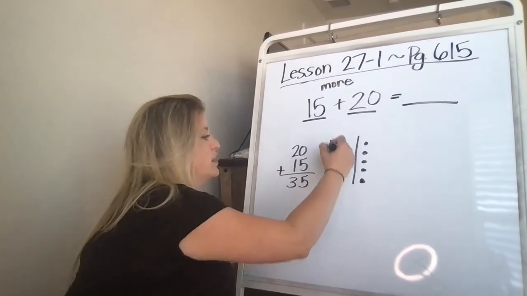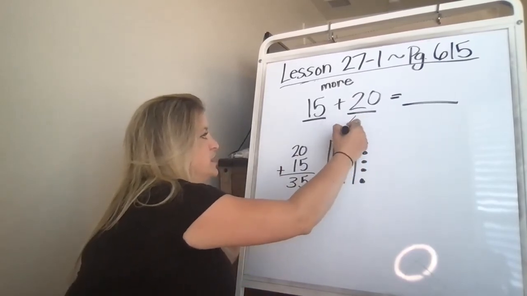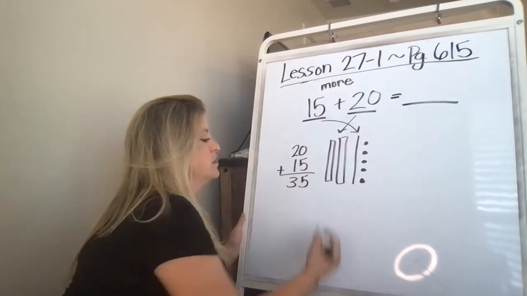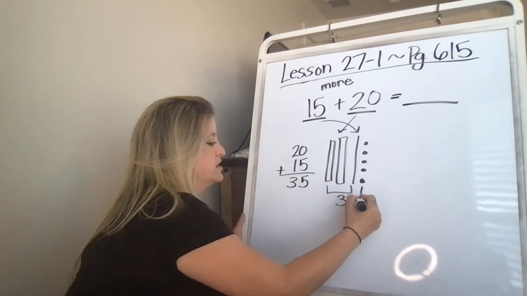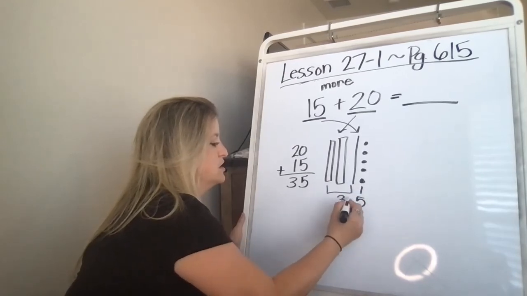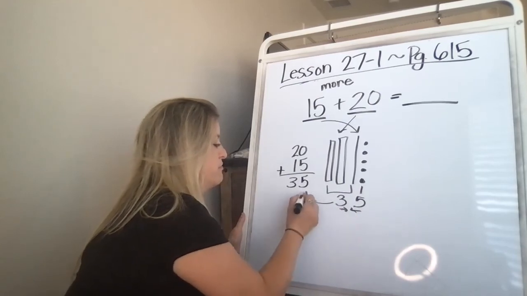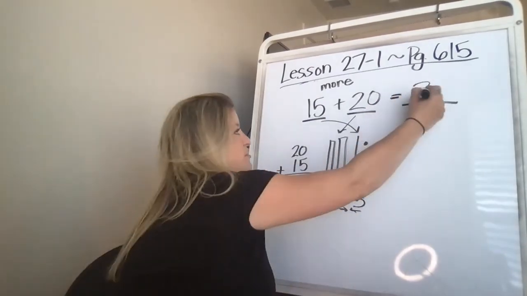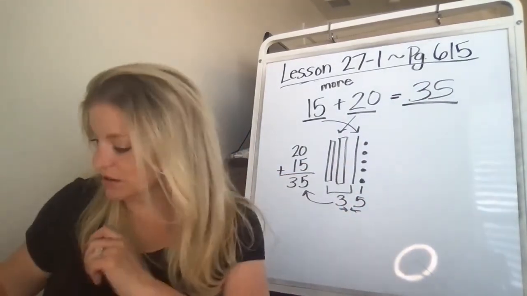You could also draw it: 10, 1, 2, 3, 4, 5 makes 15. Plus 2 more, I can draw them like this, 10, 20, 2 groups of 10, 15. I now have 1, 2, 3 10s and 5 1s. Smush them together and they become 35. So he has 35 beads altogether. I think it was beads.